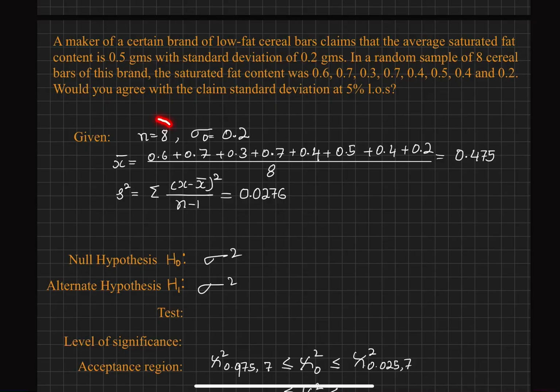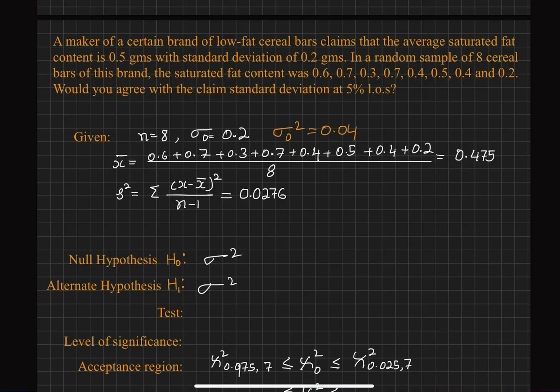It is given that 8 samples are considered, and the manufacturer claims the standard deviation of the population is 0.2. So as usual we will use variance. So the variance of the population is 0.04. Now, as we need the variance of the sample in this test, we have calculated the mean of the sample, that is x bar, and we got it as 0.475, and also we calculated the variance of the sample, that is 0.0276. Now let us go for solving the problem step by step.